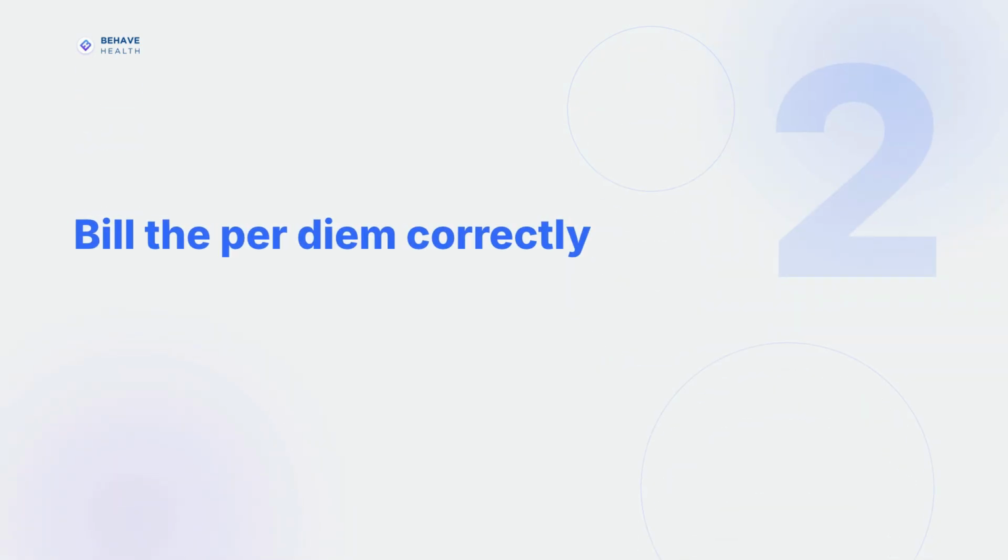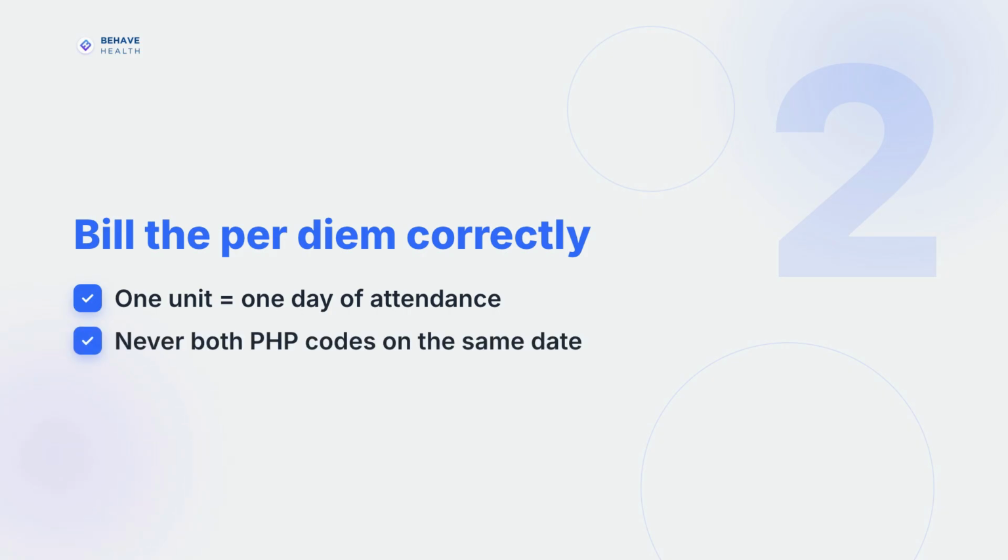Requirement 2. Bill the per diem correctly. H0035 is a per diem code. 1 unit equals 1 day of PHP attendance, not an hourly or per session charge. Never submit both S0201 and H0035 for the same patient on the same date of service.